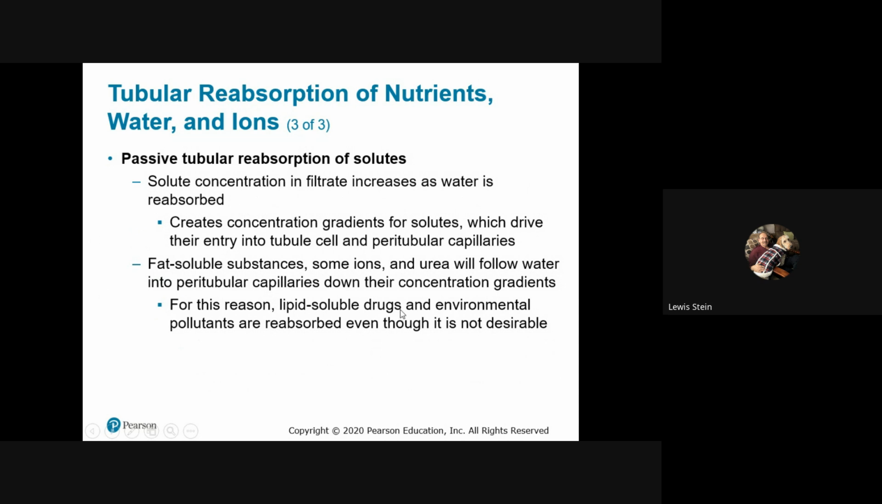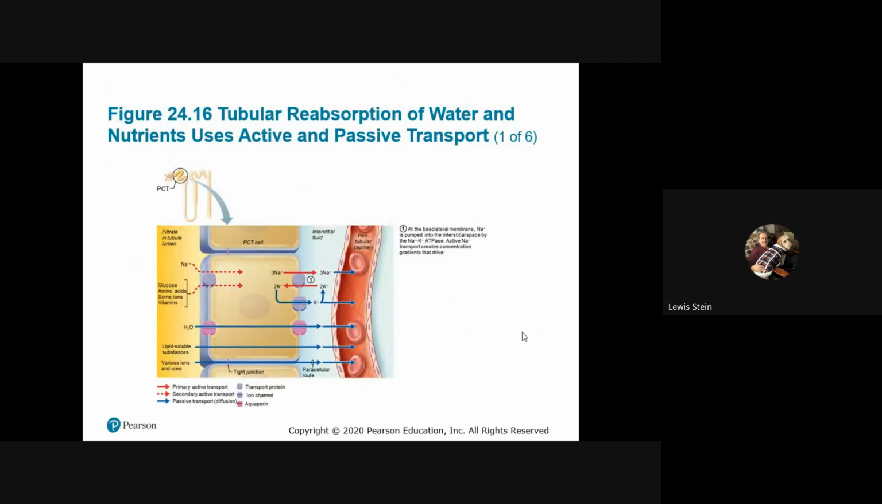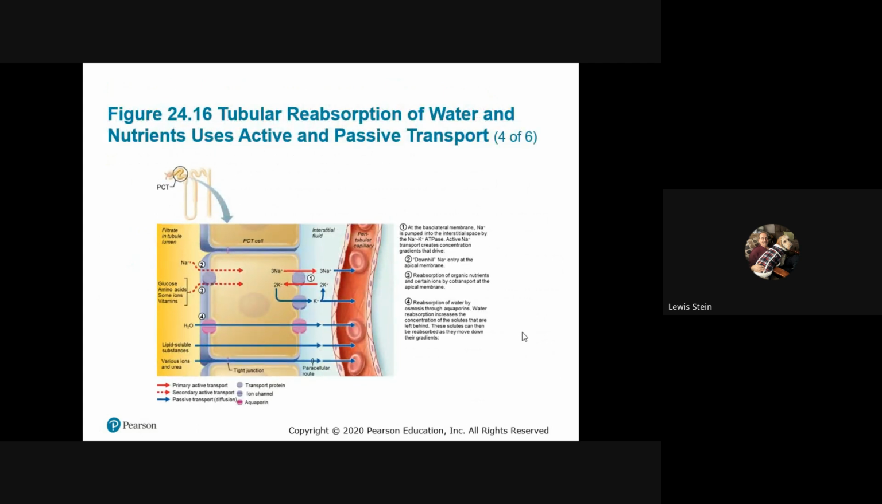Lipid-soluble, fat-soluble ions and urea will follow water. Typically, lipid-soluble drugs and environmental pollutants are reabsorbed, even though it's not desirable. There are a lot of problems with getting rid of certain substances. This is just showing it to you. I think we're just about done.